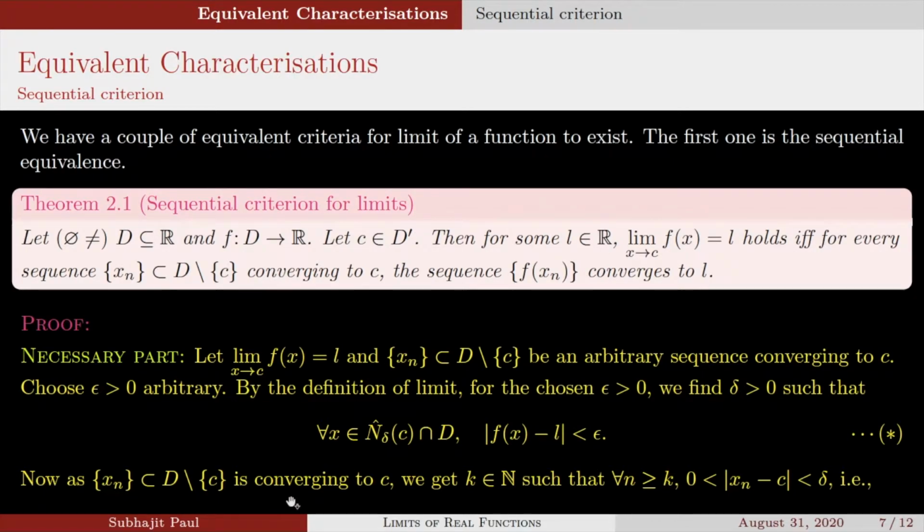As xn converges to C, we get a natural number k such that for all n greater than or equal to k, mod of xn minus C is less than delta. Okay, and this is strictly greater than 0 as well, because no point of xn is equal to C. That is why this is strictly greater than 0 as well. So this right-hand side inequality is coming from the definition of convergence of a sequence.